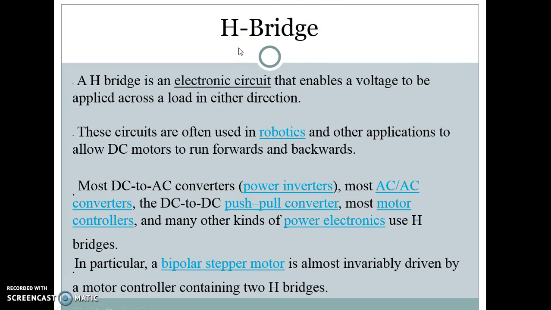H-bridge. To change the direction of the motor, the basic principle used is the H-bridge circuit. An H-bridge circuit is a circuit which allows the voltage to flow in either direction. As you know, voltage needs to change its direction to rotate the motor in clockwise or anti-clockwise direction. Hence, H-bridge ICs are ideal for driving a DC motor.